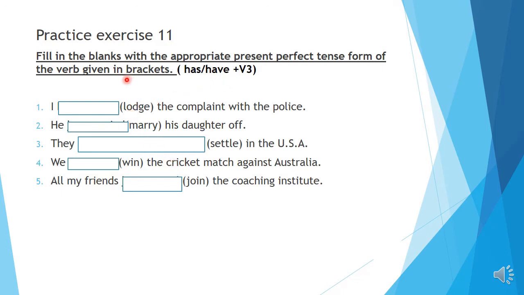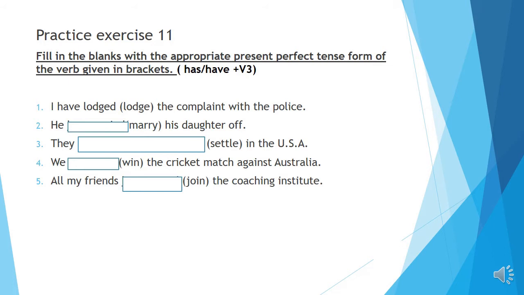First one is, I dash lodged a complaint with the police. What is the present perfect tense of lodged? Here after the word I we have to use has or have. When the subject is I, then we use the plural verb. What is the plural verb? Have. Okay. And V3 of lodged is lodged. So the answer is I have lodged the complaint with the police.